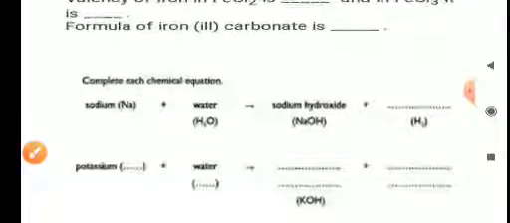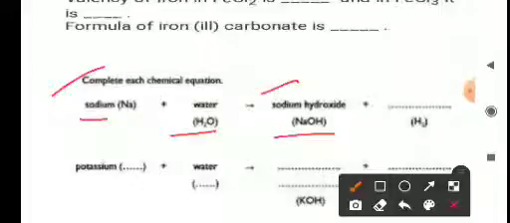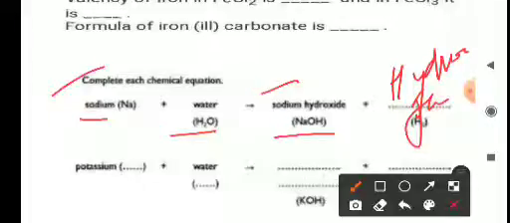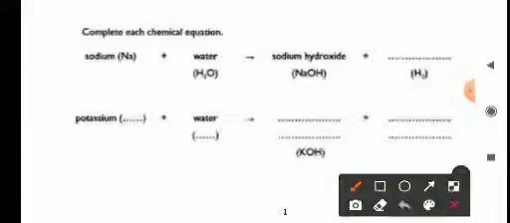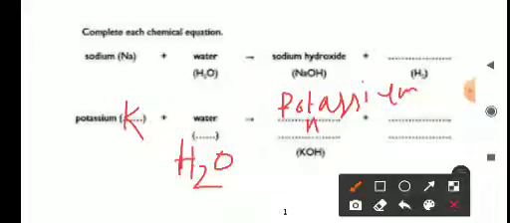Now come to completing each chemical equation. Sodium reacts with water to form sodium hydroxide, whose formula is NaOH, and H2, which means hydrogen gas. What will be filled in here? Hydrogen gas. Second reaction: potassium, symbol K, reacts with water, formula H2O, and forms potassium hydroxide.